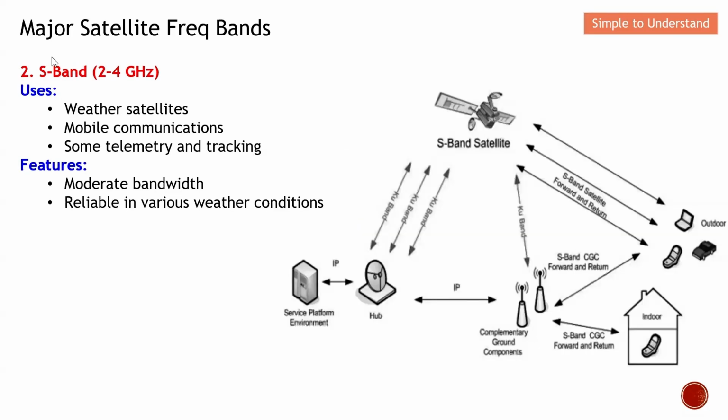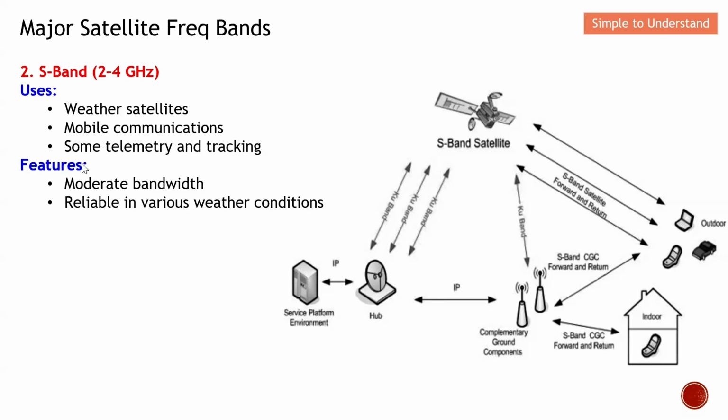Next will be S band. S actually stands for short. S band utilizes frequency from 2 to 4 gigahertz. Let's come to the use case. S band mainly supports weather satellites. It also supports mobile communication for telemetry and tracking purposes.